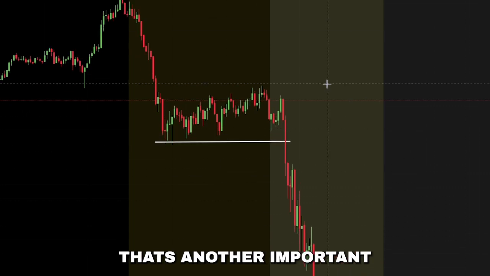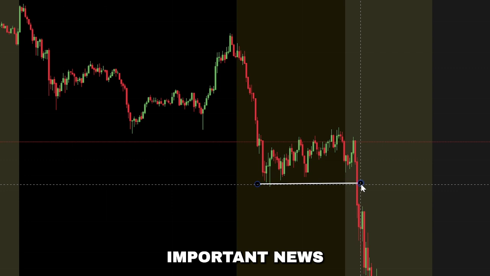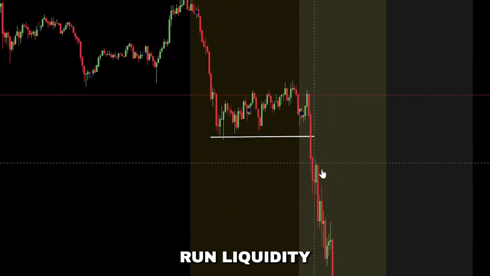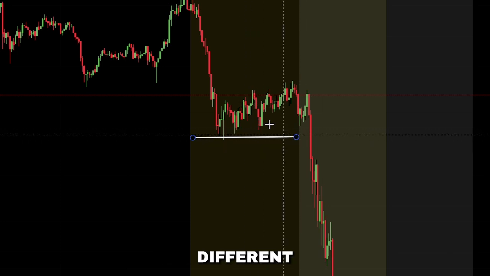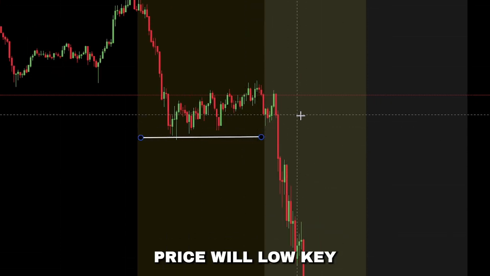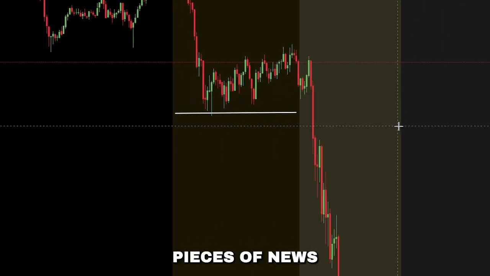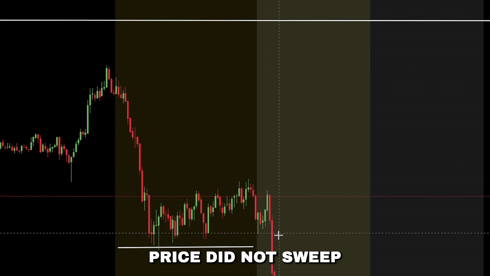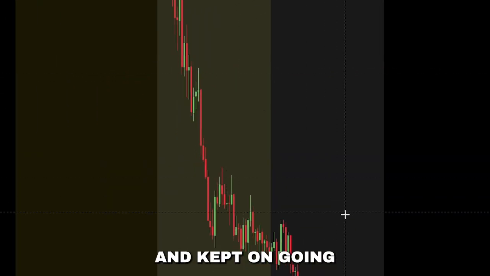That's another important confluence as well. If we have very important news coming out, you will most likely expect price to just run liquidity and keep on going, because especially if it's different than expectations, price will just keep on running the whole entire day on some pieces of news. So on this day, we just had a run of liquidity. Price did not sweep and reject and go higher. It just ran through and kept on going.